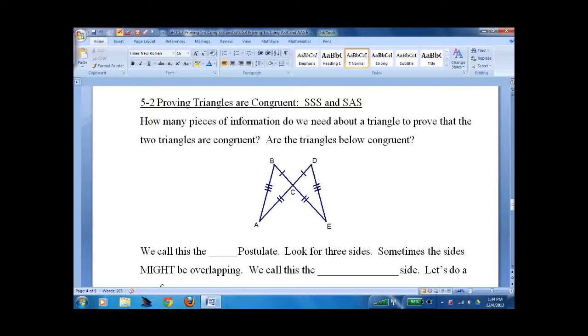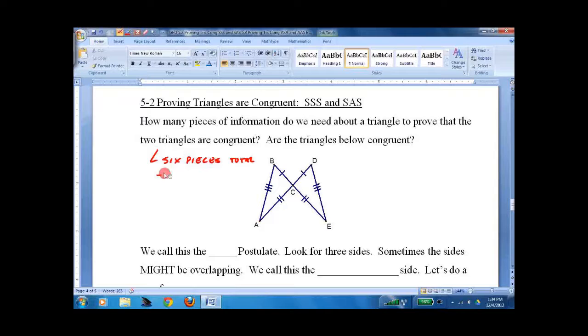Lesson 5.2, Proving Triangles are Congruent, SSS and SAS. So, how many pieces of information do we need about a triangle to prove that the two triangles are congruent? Well, last lesson we said there are 6 pieces total: 3 angles, and 3 sides.